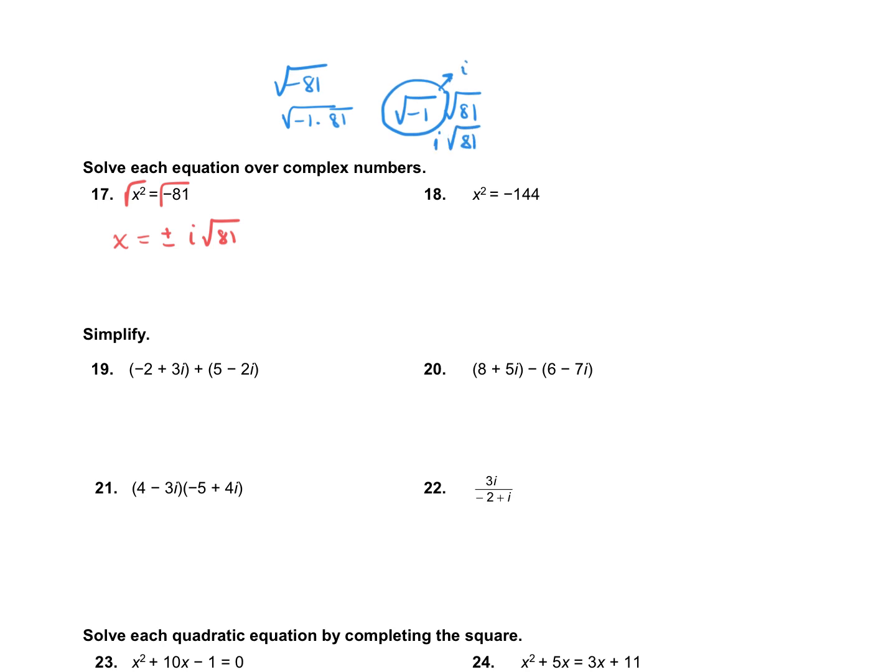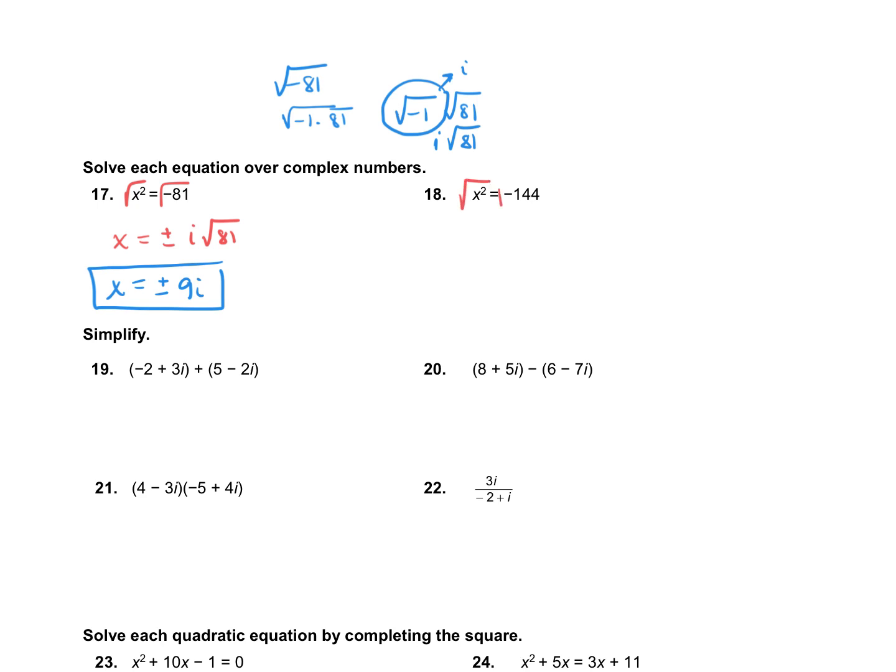So once we get the hang of that, we jump from this to this right away. Now that we're square rooting a positive number, we can actually square root the 81. Square root of 81 is 9. So x is equal to positive or negative i times 9, or we'll just say 9i. We like to put the number in front of the i.